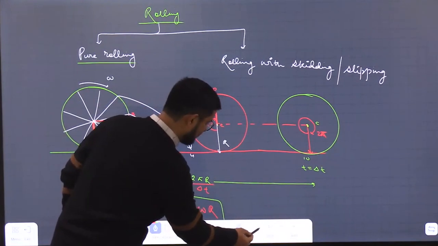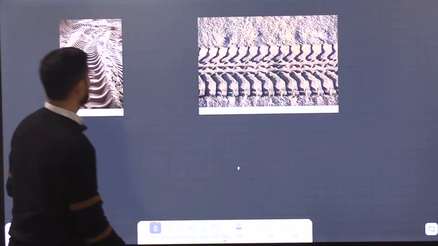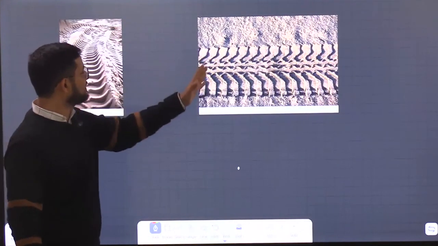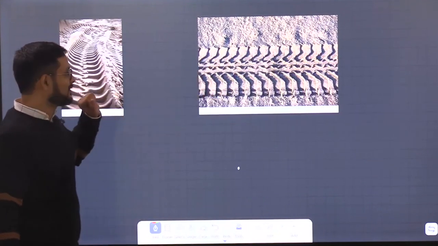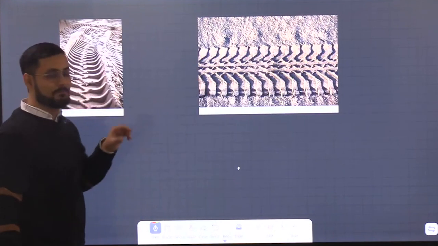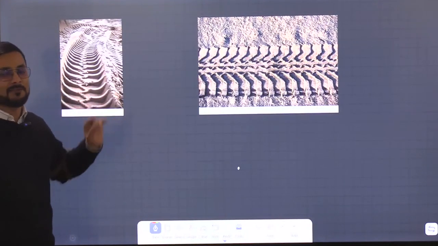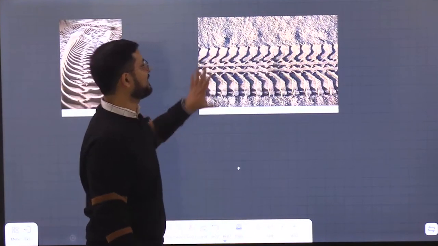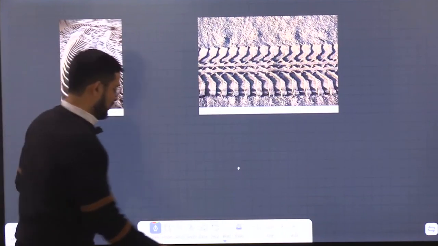I guess it is on slide number 1 or 2. Yes, here you can see that a vehicle has crossed the road, leaving the impression of the tire. So you can see these perfect bricks that are impressed on the floor. So this is the case of perfect rolling. If it was not perfect rolling, then you couldn't obtain these perfect bricks on the road, or the impression of the bricks of the tire, right?